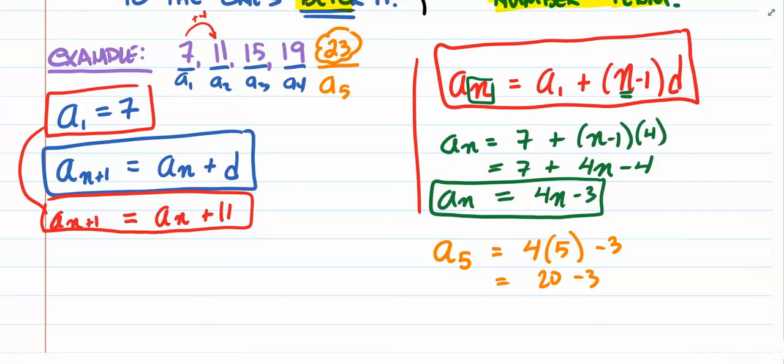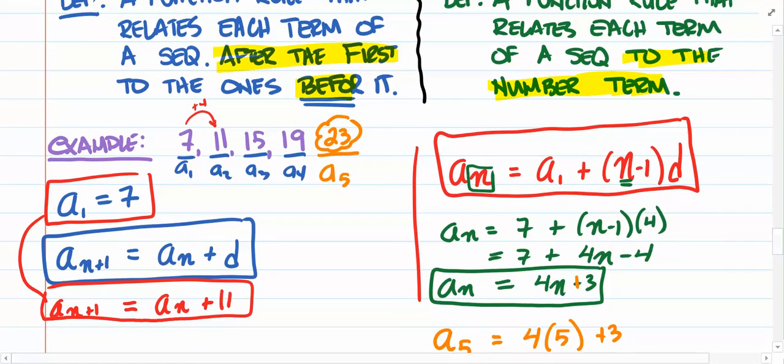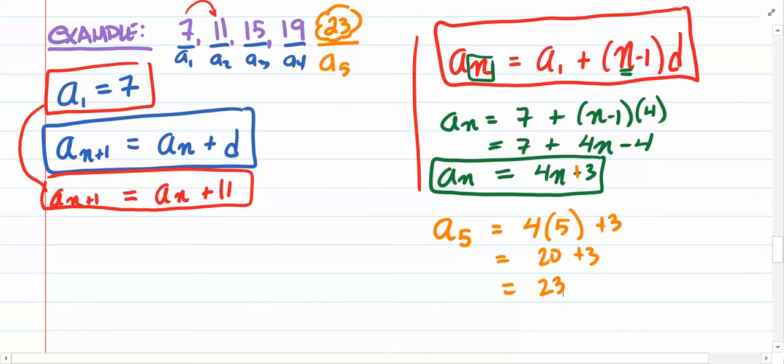Wait a minute. Oh, I see my mistake. 7 minus 4 is a positive 3. There we go. That was an easy one. So therefore, I would get 23. So notice that the explicit formula will tell me any term of the sequence that I want, because it is relating the term in the sequence to the number of the term itself.